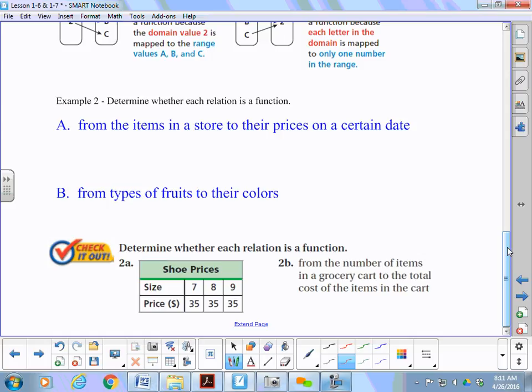So would that be a function? And the answer is yes, because all the inputs are the items that you're going to buy, the outputs are the price you're going to pay. So this is a function.